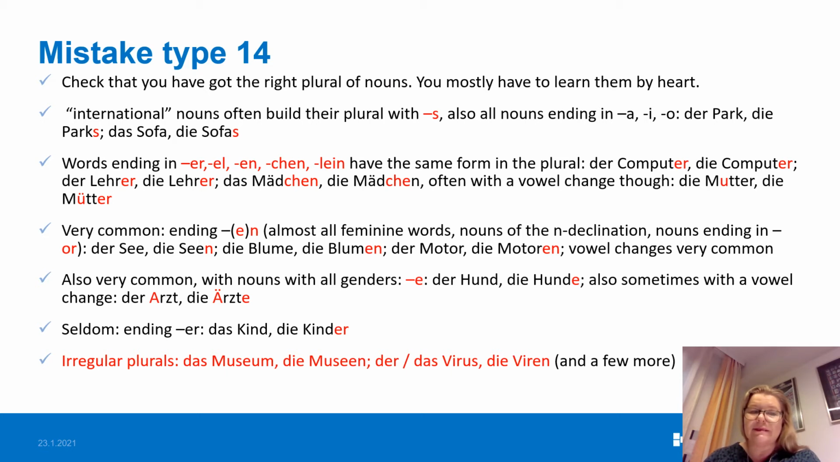Quite seldom is the ending in ER, das Kind, die Kinder. And then we also have a few totally irregular forms like das Museum, die Museen, and der or das Virus, die Viren, and some others.